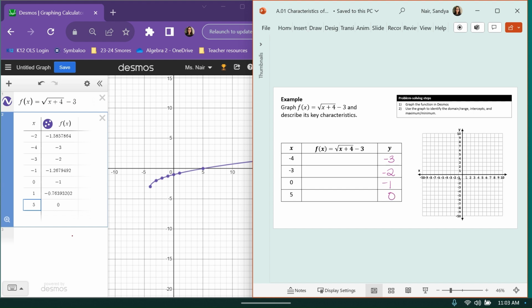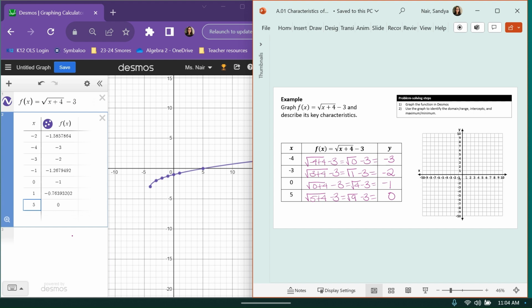If you want to do this by hand, remember you would do this by plugging in these values. So you do like -4 plus 4 minus 3, which is equal to the square root of 0 minus 3, which is equal to -3. For -3, you'd have -3 plus 4 under the square root and then minus 3. So that's going to be the square root of 1 minus 3, which is equal to -2. If we plug in 0, we get the square root of 0 plus 4 minus 3, which is equal to the square root of 4 minus 3, which is 2 minus 3, which is -1. If we plug in 5, we get the square root of 5 plus 4 minus 3, which is equal to the square root of 9 minus 3. And remember, the square root of 9 is 3, so 3 minus 3 gives us 0.